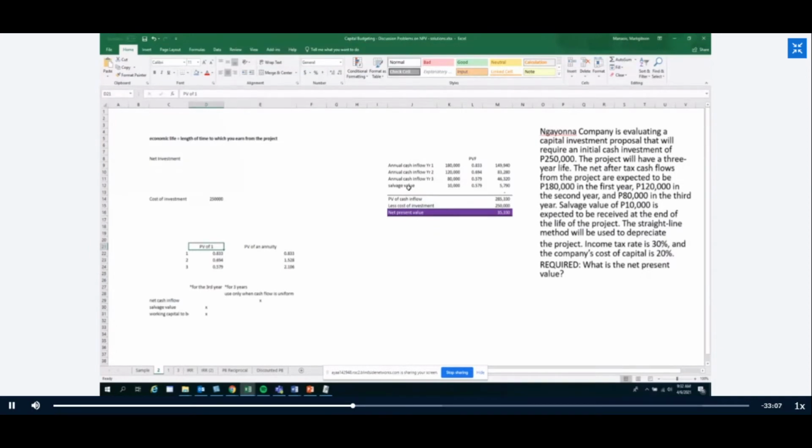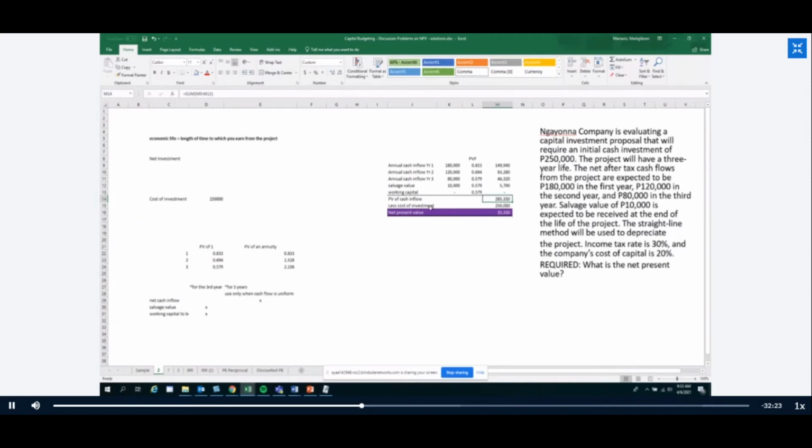And the same, no? So salvage value, kailan nga natin na-receive ang salvage value? Towards the end of the life, no? So in this case, towards the end of year 3. So for the third year, so that's 0.579. So kung meron kang working capital, the same, ganun din, lagay mo dito. Pero in this case kasi 0, no? 0 multiplied by, anong gagamitin ko sa working capital? Ayun. So it's present value of 1 pa rin, no? Pero 0 nga siya.